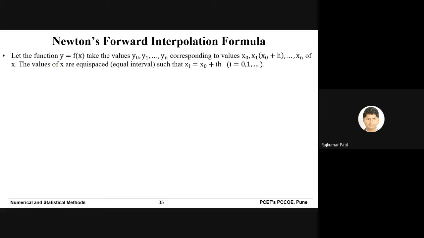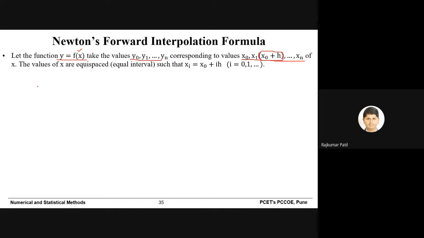So, let's consider a function y is equal to f of x, where y is a function of x, and that takes the values of y0, y1, y2 up to yn corresponding to the values of x0, x1, x2 up to xn. So basically you will have data points x0, y0, x1, y1 and so on. One interesting thing I wrote here is that x1 is nothing but x0 plus h. Similarly, x2 will be x1 plus h or x0 plus 2h.